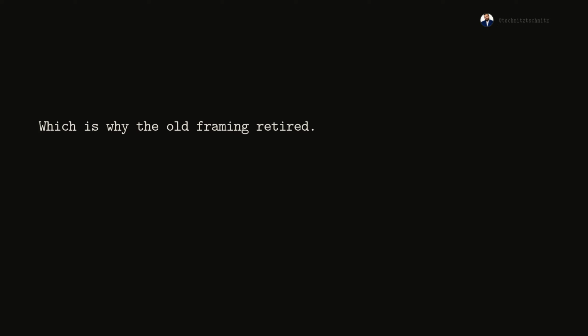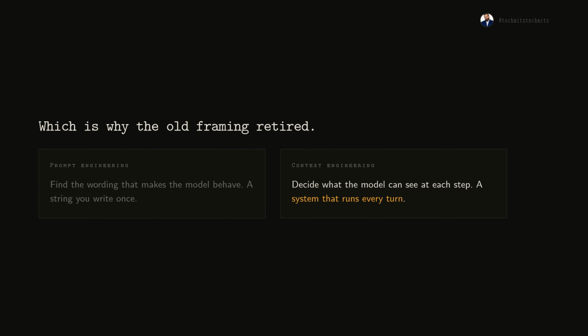This is also the cleanest way to see why the industry quietly stopped saying prompt engineering. Prompt engineering treats the problem as wording. Find the magic phrasing, tell it to think step by step, promise it a tip. It is a string, and you write it once. Context engineering treats the problem as what the model can see at each step. It isn't a string. It's a system, and it runs on every single turn, assembling, selecting, compressing, discarding. The prompt is one component inside it, and usually not the interesting one.